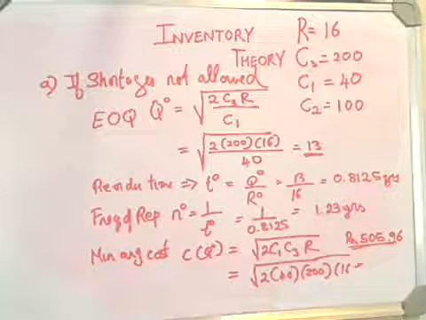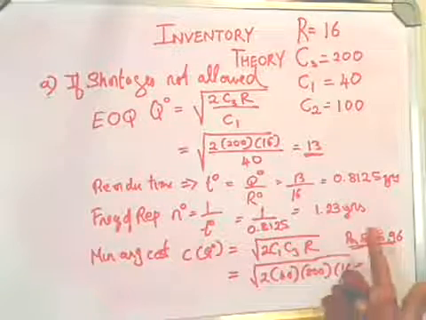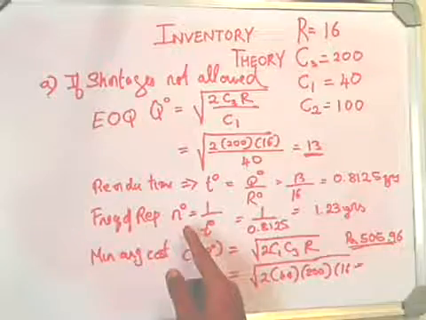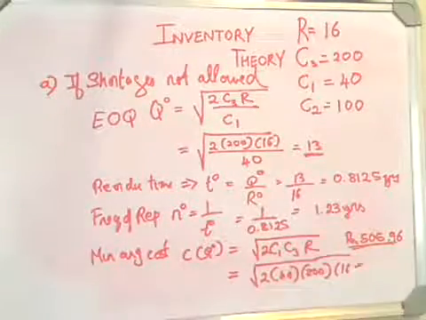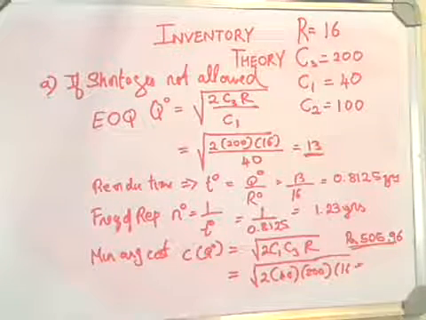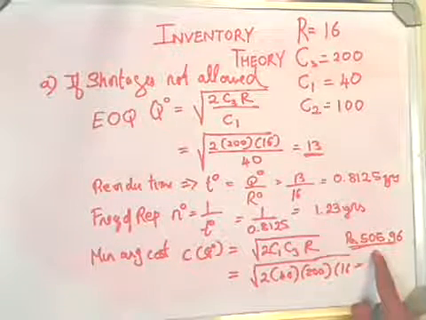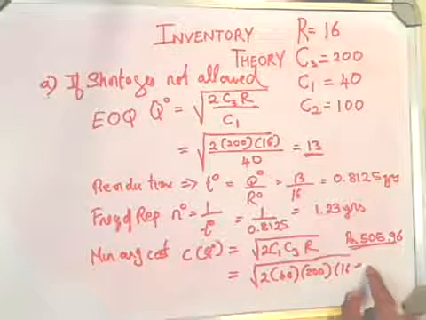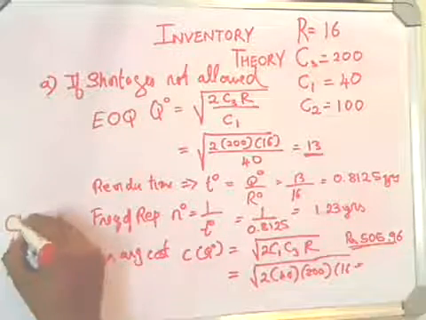Then reorder time. How often do you reorder? That is how long does it take? 0.8125 years. Sorry. Frequency of the replenishment. That is how often do you have to get this 13, the quantity, back into your stock regularly. Minimum average cost. How much does it cost you for placing this order? That would be 505.96.